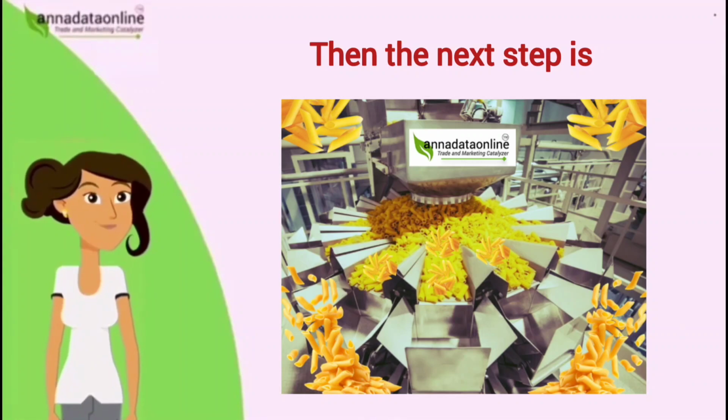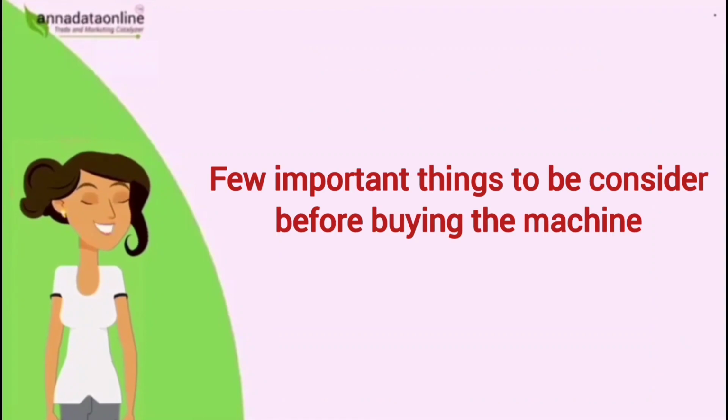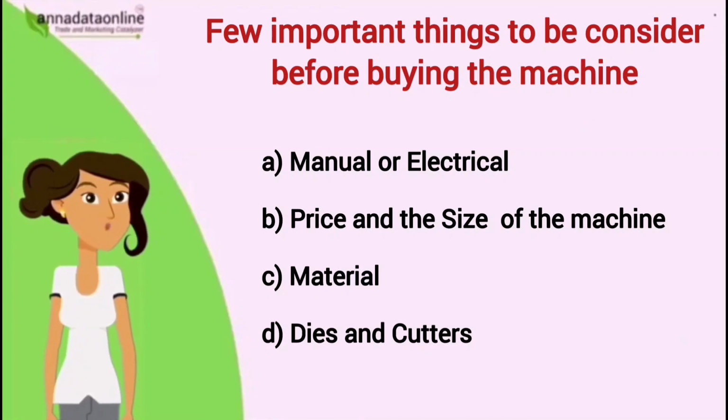The main machinery used for mixing is the mixer, also known as a blender. A few important things should be considered before buying the machine: A. Manual or electrical. B. Price and the size of the machine. C. Material. D. Dies and cutters.